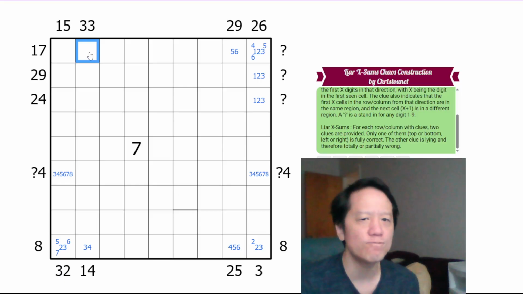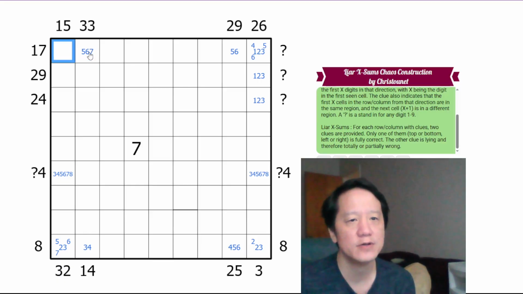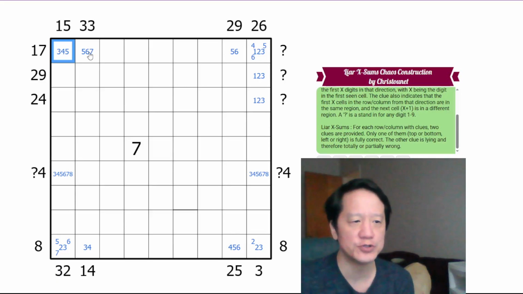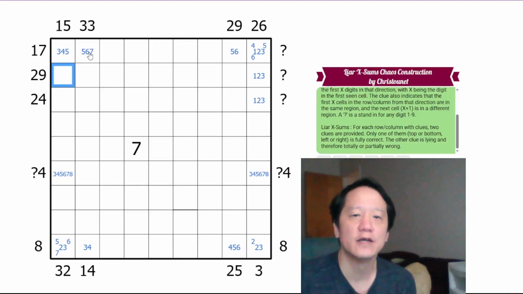33. 33 would be... 5 at least. 6 and 7. It cannot be 8. 8 digits add up to 36 at minimum. 15 is 3 through 5. So is 17. Because 15 you can have 5 digits. 15 you cannot have 2 with another digit. But you could have 3. Same with 17. 29 is, again, 5 or 6.